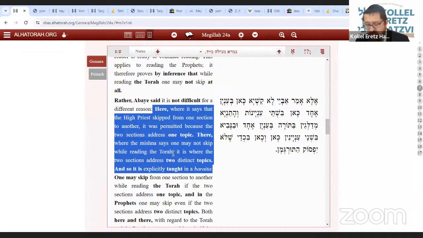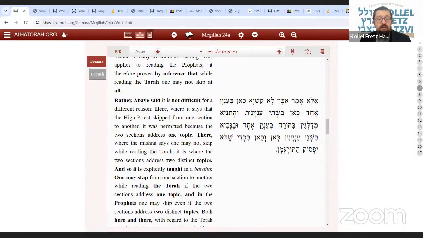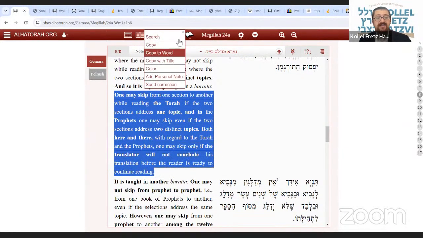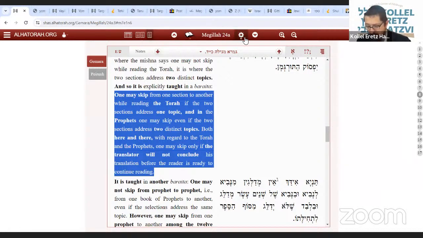Medalgin be'inyan echad, when medalgin ba'Torah be'inyan echad. When reading the Torah, one may skip around as long as it is the same topic. Uvanavi, and when reading the prophets, a haftorah, bishnei inyanin. You're allowed to skip around, even if it's not the same topic, two different subjects, which is our halacha today. We do that many times.